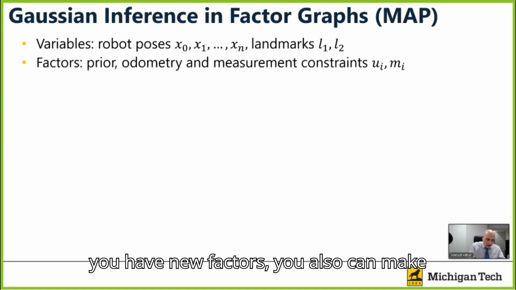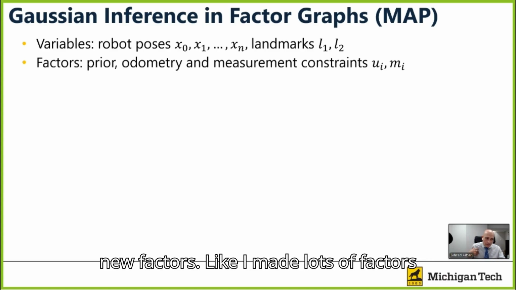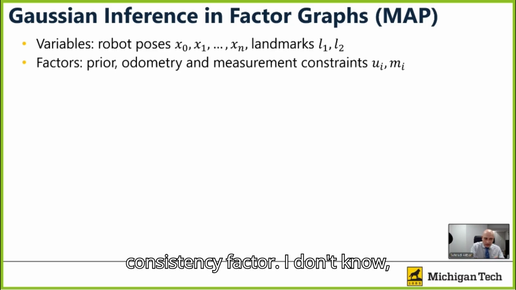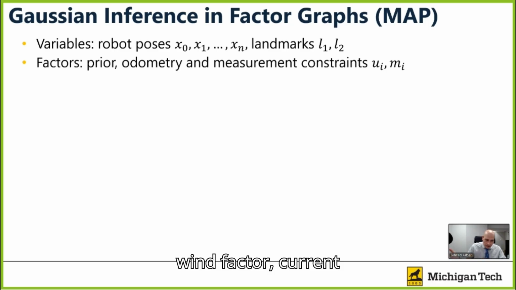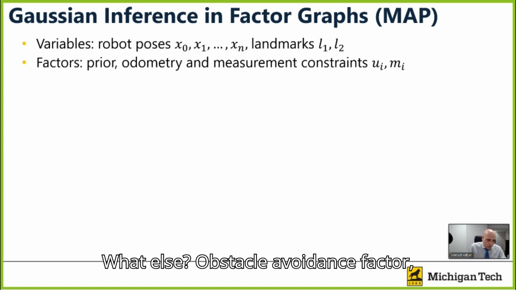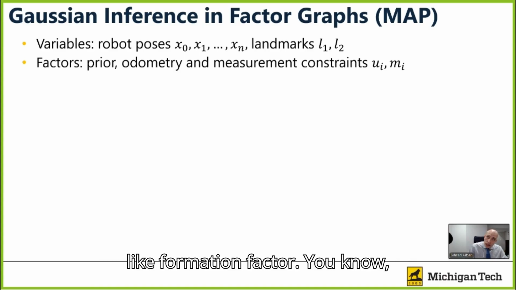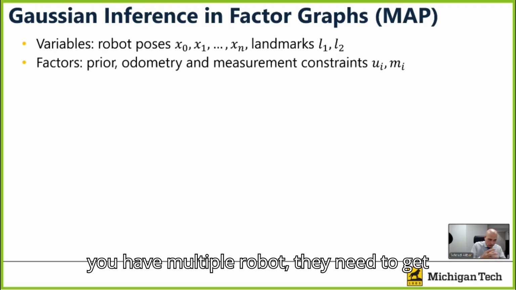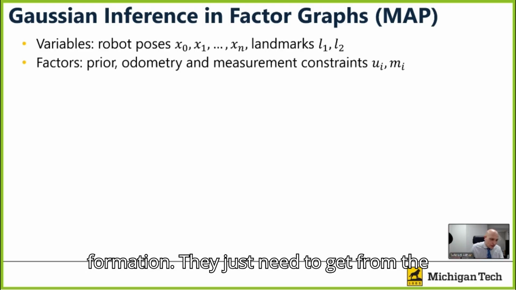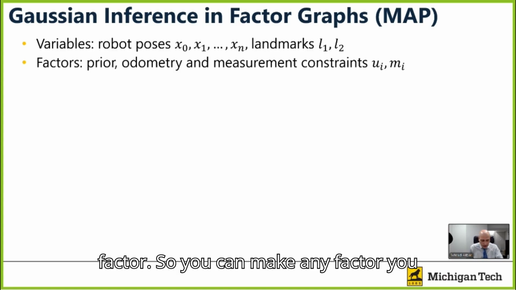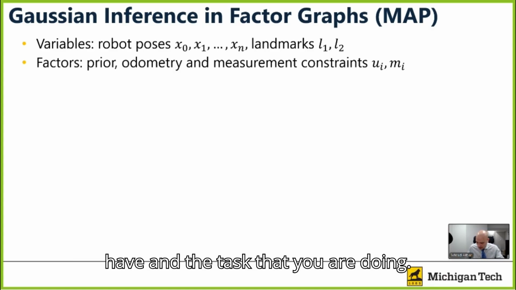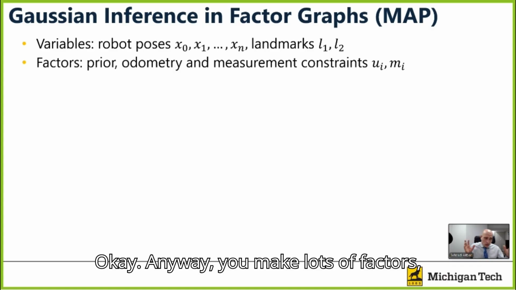But if you have new factors, you also can make a new factor. Like I made lots of factors for my papers, for example a consistency factor, a wind factor, current factors, a type of soil factor, a collision factor, an obstacle avoidance factor, a formation factor. You have multiple robots, and they need to get in formation, so they just need to get the factor. So you can make any factor you want based off the measurements that you have and the task that you are doing.